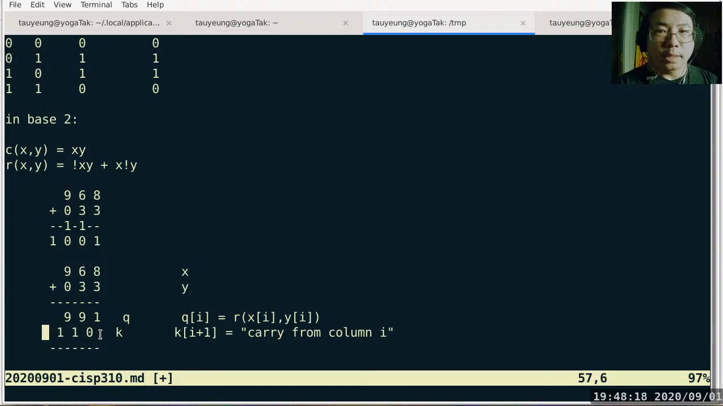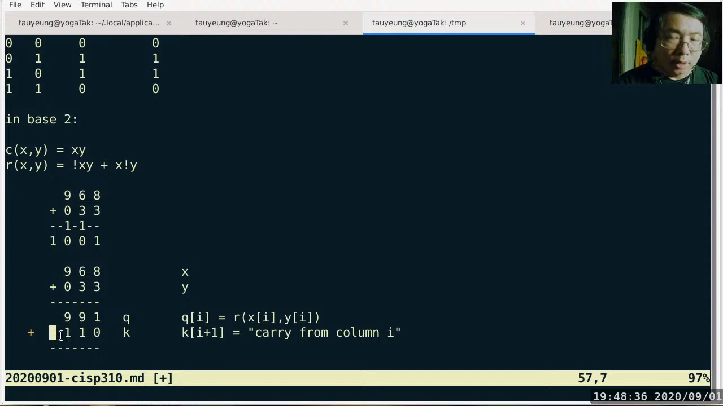So let me get rid of this plus here, and we'll move it over here. As it turns out, we look at 9 plus 0. Nope, that doesn't have a carry of 1. But when we look at this 9 plus 1 of column 2, it also has a carry of 1. So we actually put a 1 over here as well. So K3 is a 1.